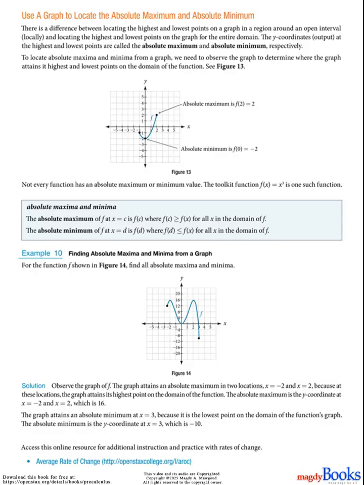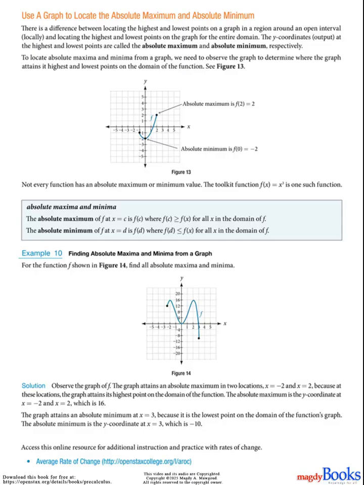See Figure 13. Figure 13. x, y, f. Absolute maximum is f of 2, equals 2. Absolute minimum is f of 0, equals -2. Not every function has an absolute maximum or minimum value. The toolkit function, f of x, equals x cubed, is one such function.